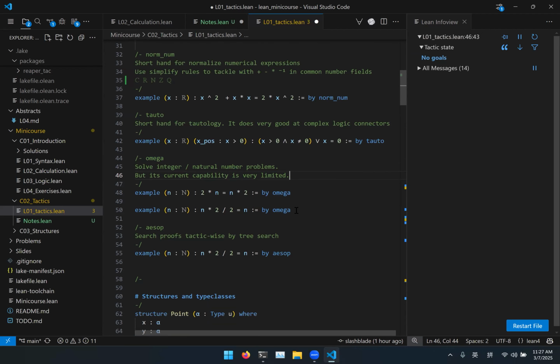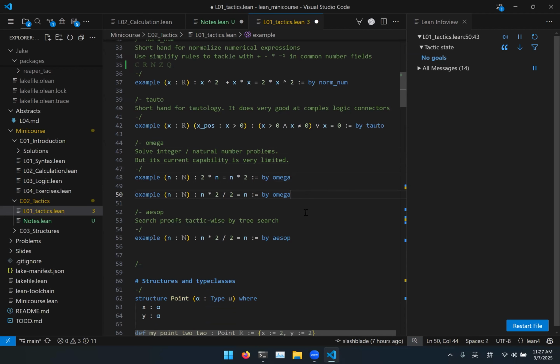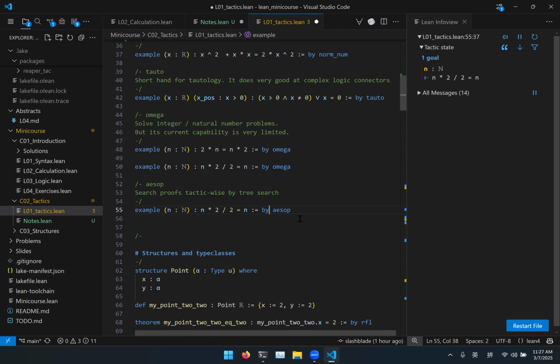But at this stage, the Lean community is working on this tactic to make it stronger. Right now it can only solve very simple natural number problems. These two examples illustrate natural number problems. And finally, the most powerful tactic in Lean is aesop.